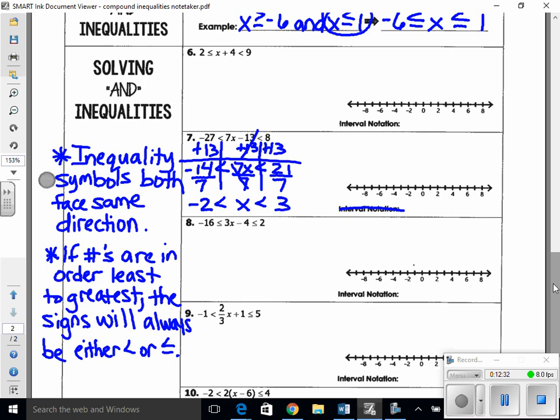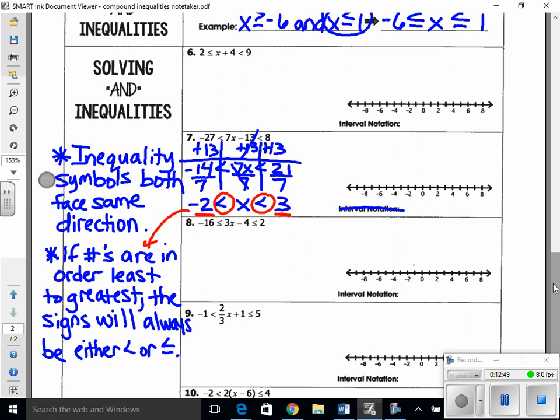So notice I have the littlest number first and the largest number last. And look what direction both of my symbols are going in. That's what I was talking about in that hint right there about the signs. Okay, so if it's not happening, you know you did something wrong.